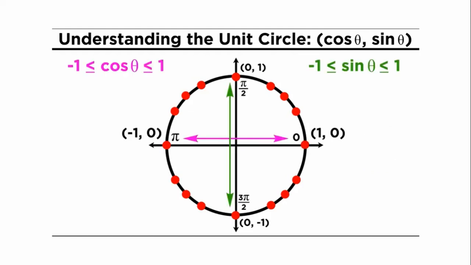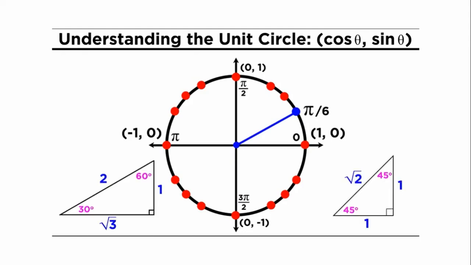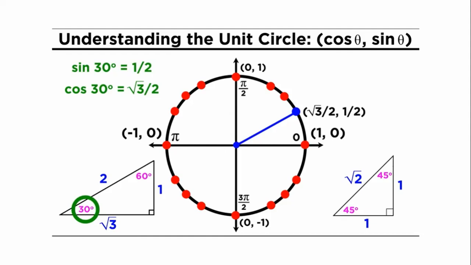Now, what's important to see is that the cosine and sine of any angle other than these must be somewhere in between -1 and 1. Let's take pi over 6, for example. In the last clip, we evaluated the trig functions for these two special triangles, so if you missed that, go check it out now. Otherwise, just take my word for it that the sine of pi over 6 radians, or 30 degrees, is 1/2, and the cosine is √3/2. That means that the coordinates of this point are √3/2, 1/2.